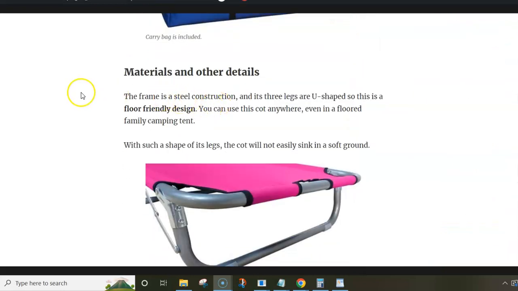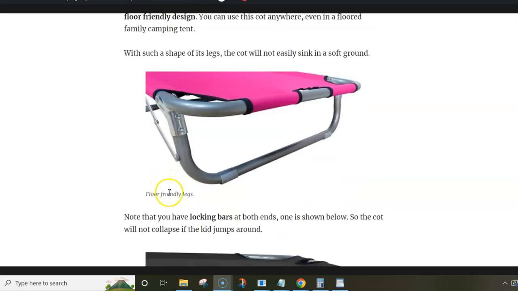Regarding the materials, the frame is steel, and the legs are U-shaped. So there are three of them, and as you see, they spread the weight, and you can use it even in a Ford family camping tent, and it will be safe for the floor.